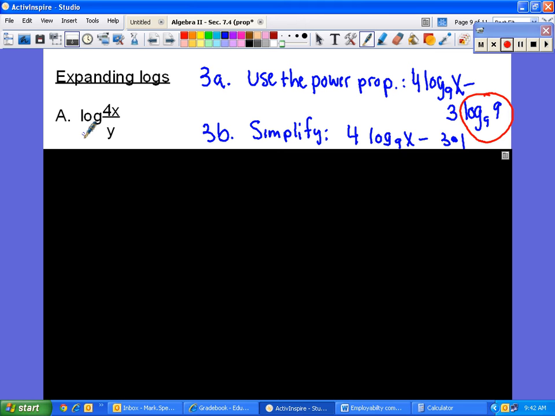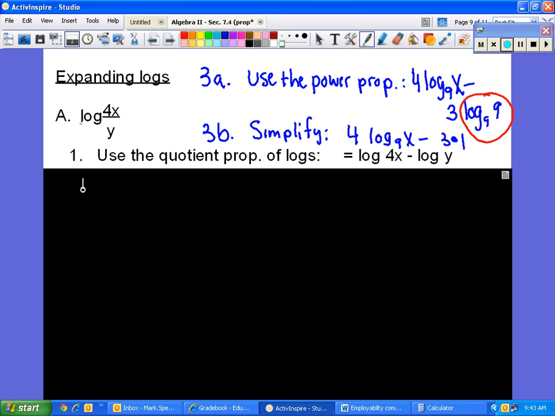Okay, problem number 1 is very straightforward. What property of logarithms do I use here? I've only got 3: power, quotient, and product. I'm trying to turn this into more than one logarithm. The quotient property. Remember, there's only one that has division in it, and that's the quotient property. So I use my quotient property to turn division into subtraction.